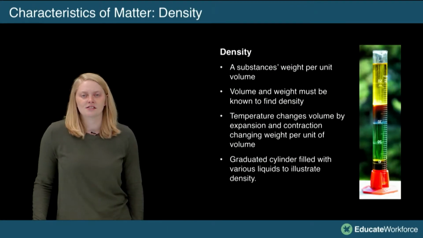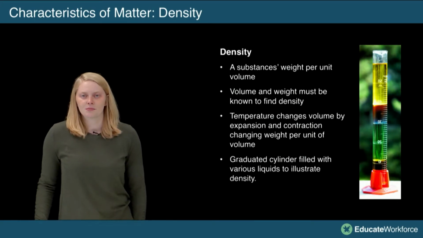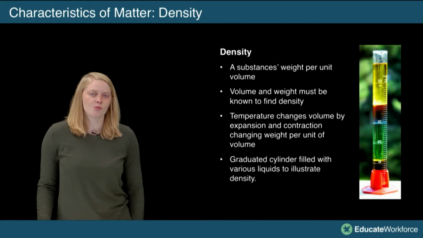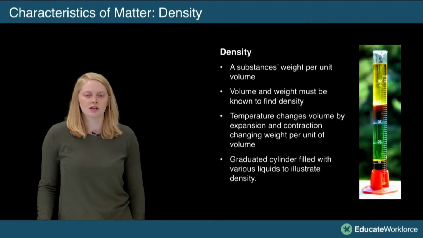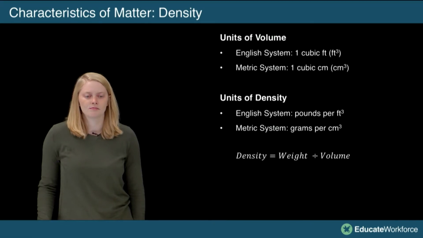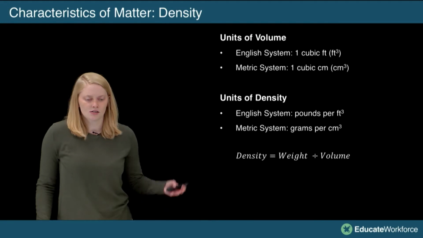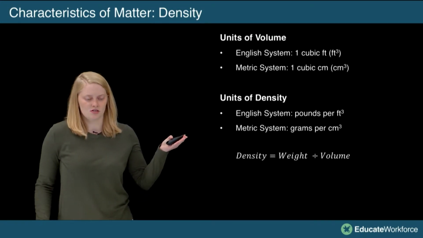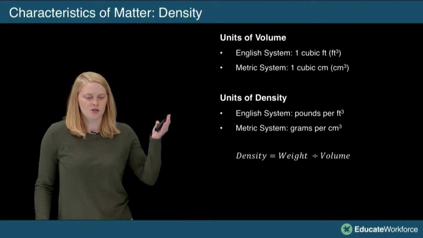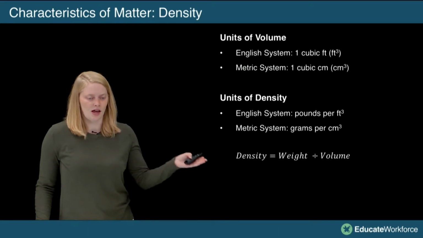Density is defined as a substance's weight per unit volume. In order to calculate the density, we need to know both the weight and the volume. It's also important to note that temperature can change the volume because of expansion and contraction. The units of density are seen here, both in the English and metric system. We also need to know the units of volume, seen here, in order to calculate density.